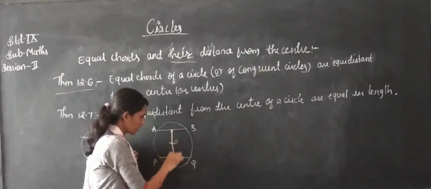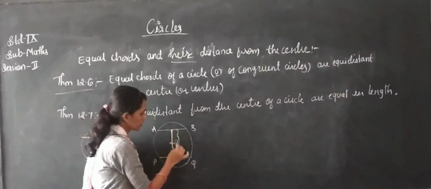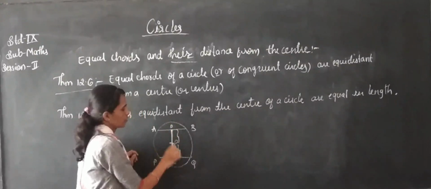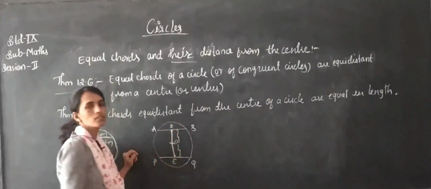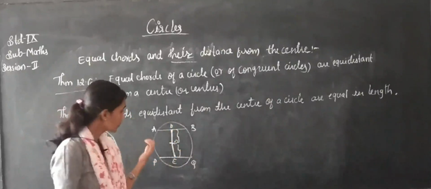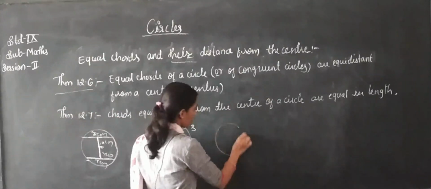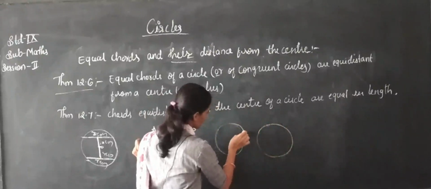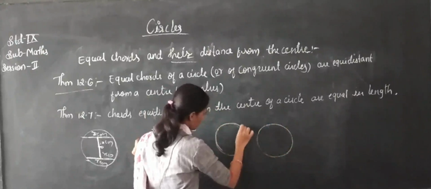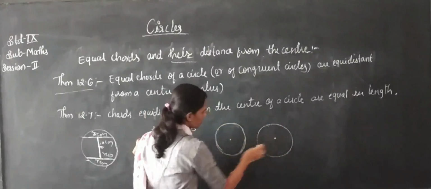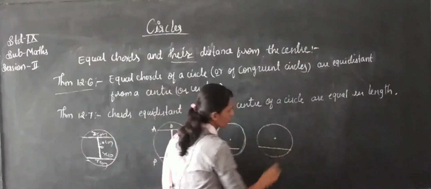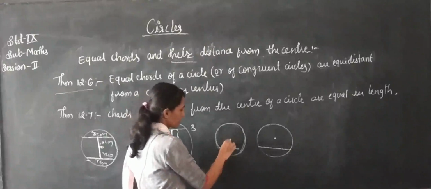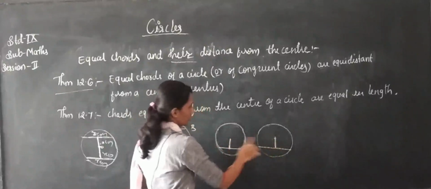So the distance from the center to this chord, both distances will become equal here. If you take D and E, the distance DO and OE is equal. If you consider two congruent circles, meaning shape and size are equal and they are equal in areas, and the chords of the two are equal, then the distance from the center, both are equal.